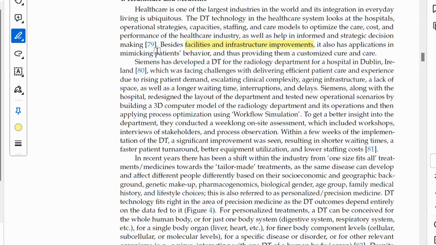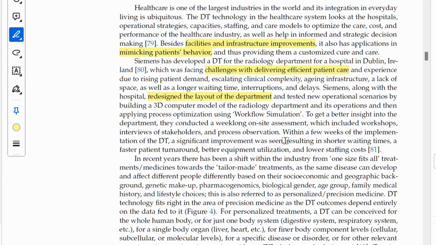The second sector to benefit is healthcare. Patients' behavior can be simulated for advanced treatment and diagnosis. Apart from improving the existing infrastructure facilities, Siemens radiology department in Ireland faced the challenges of efficient patient handling. They turned to digital twinning for a solution. They retested the building layout and tried out various operational phases. These increased the efficiency of patient handling and reduced the staffing cost.